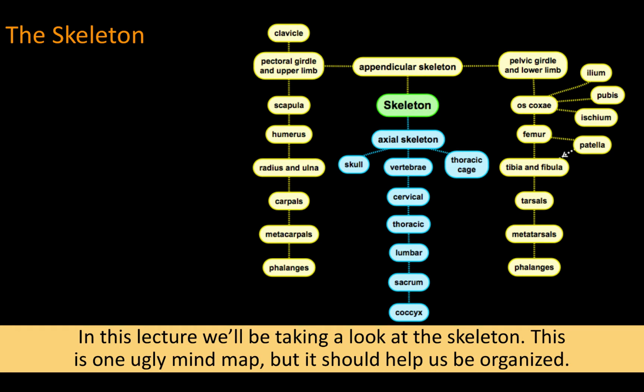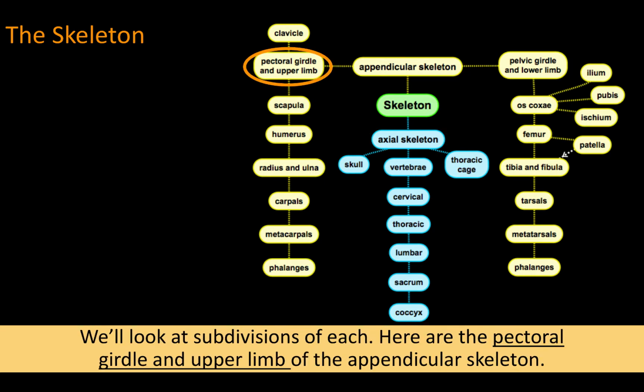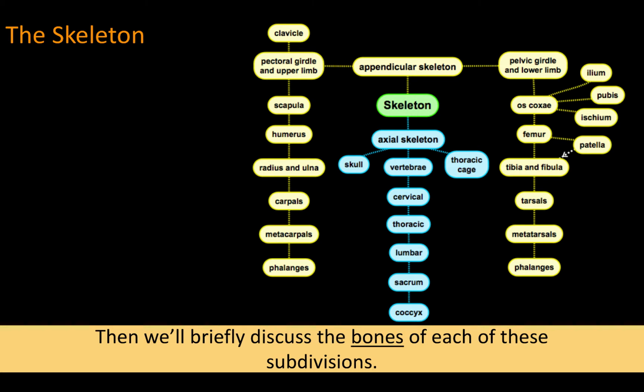In this lecture we'll be taking a look at the skeleton. This is one ugly mind map, but it should help us be organized. Let's start by defining the two divisions of the skeleton, the axial skeleton and appendicular skeleton. We'll look at subdivisions of each. Here are the pectoral girdle and upper limb of the appendicular skeleton. Then we'll briefly discuss the bones of each of these subdivisions.